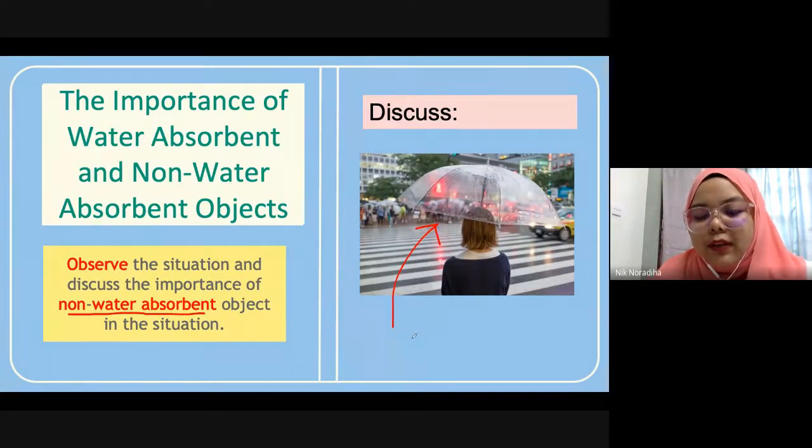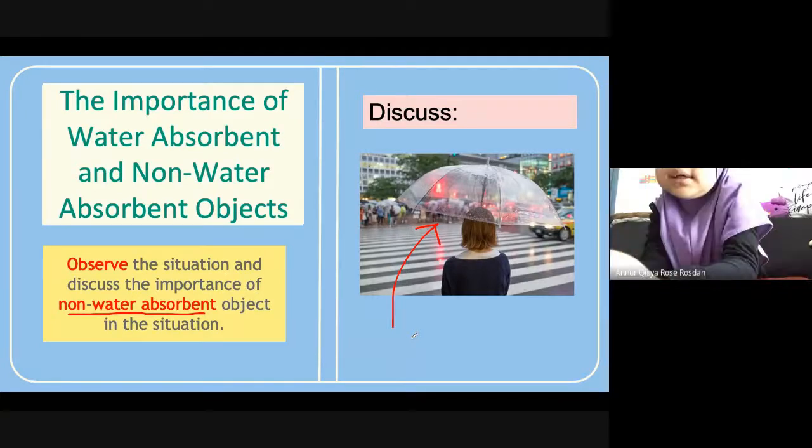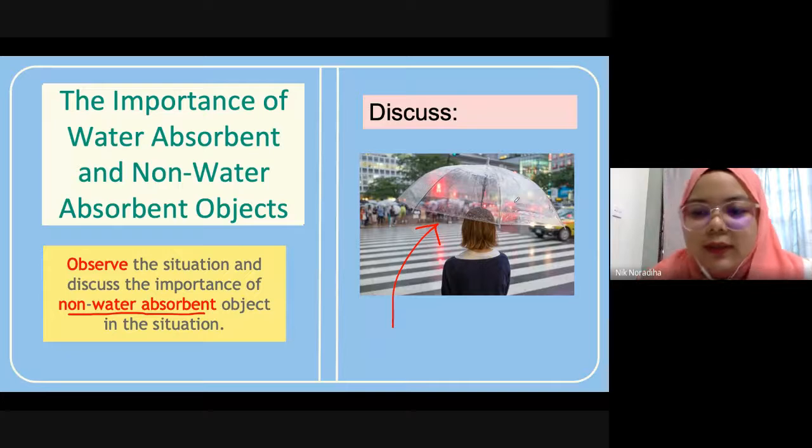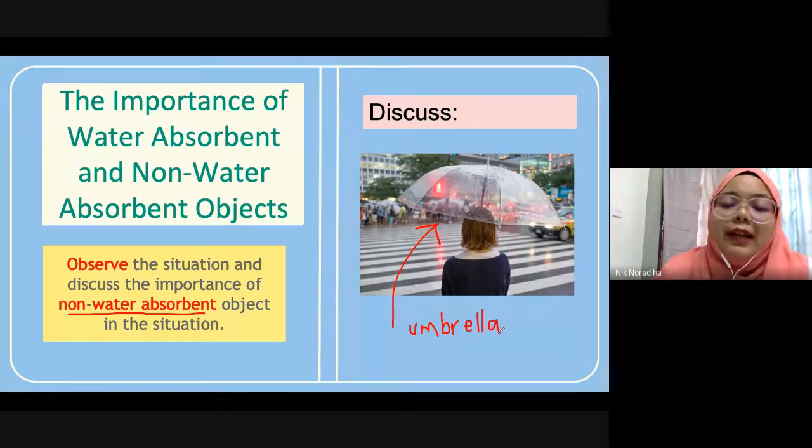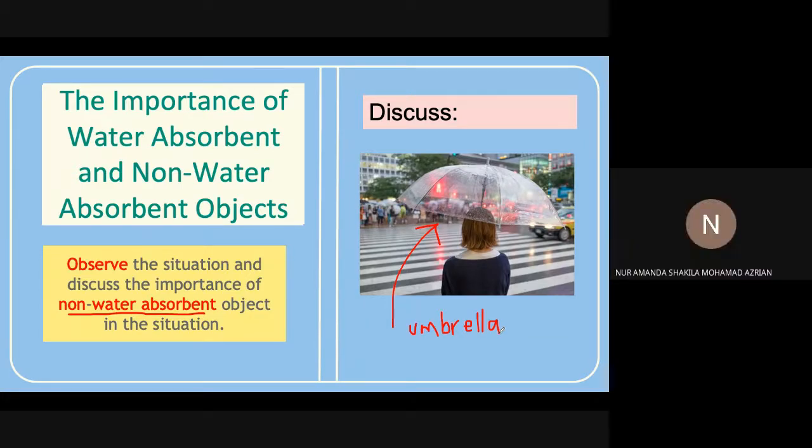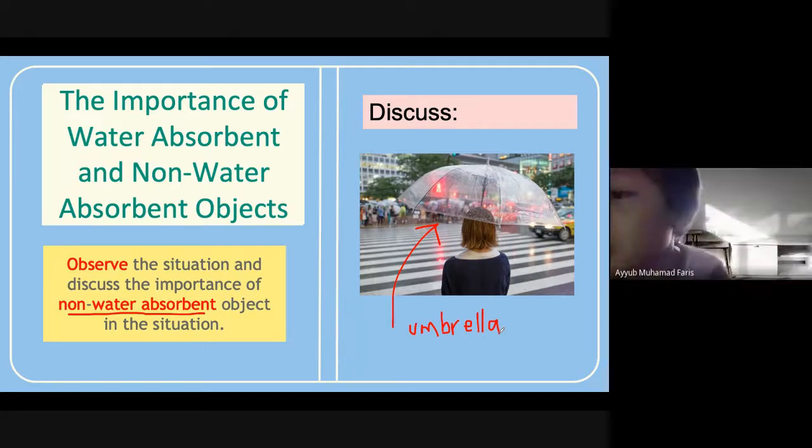Teacher has this one. Yes, Kisha, what is this? Umbrella. Umbrella. Thank you, Kisha. Good job. So your umbrella is an example of a material that cannot absorb water, non-water absorbent, because we need umbrellas to protect us from the rain. That's why we need our umbrella to be non-water absorbent. Can you tell teacher what would happen to us if our umbrella were water absorbent? What will happen to us? Water will leak. It will be wet.